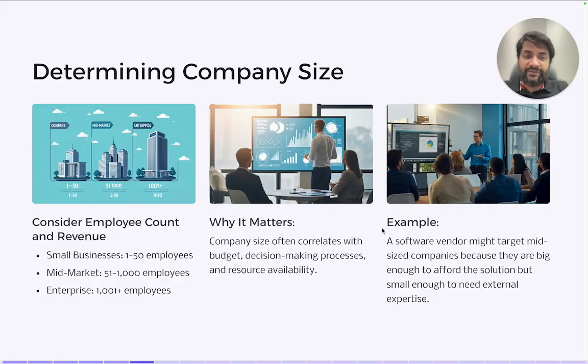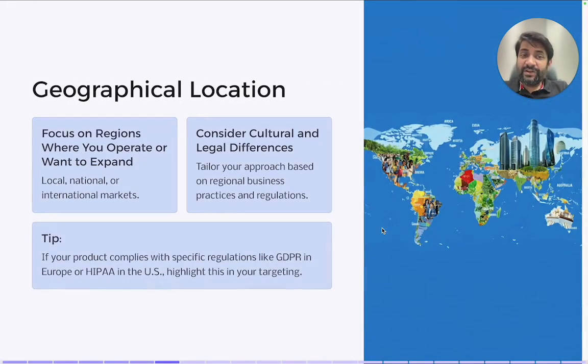For an example, a software vendor might target mid-sized companies because they are big enough to afford the solution but small enough to need external expertise. Geographical location will focus on regions where you operate or want to expand: local, national, or international markets. Consider cultural and legal differences. Tailor your approach based on regional business practices and regulations.